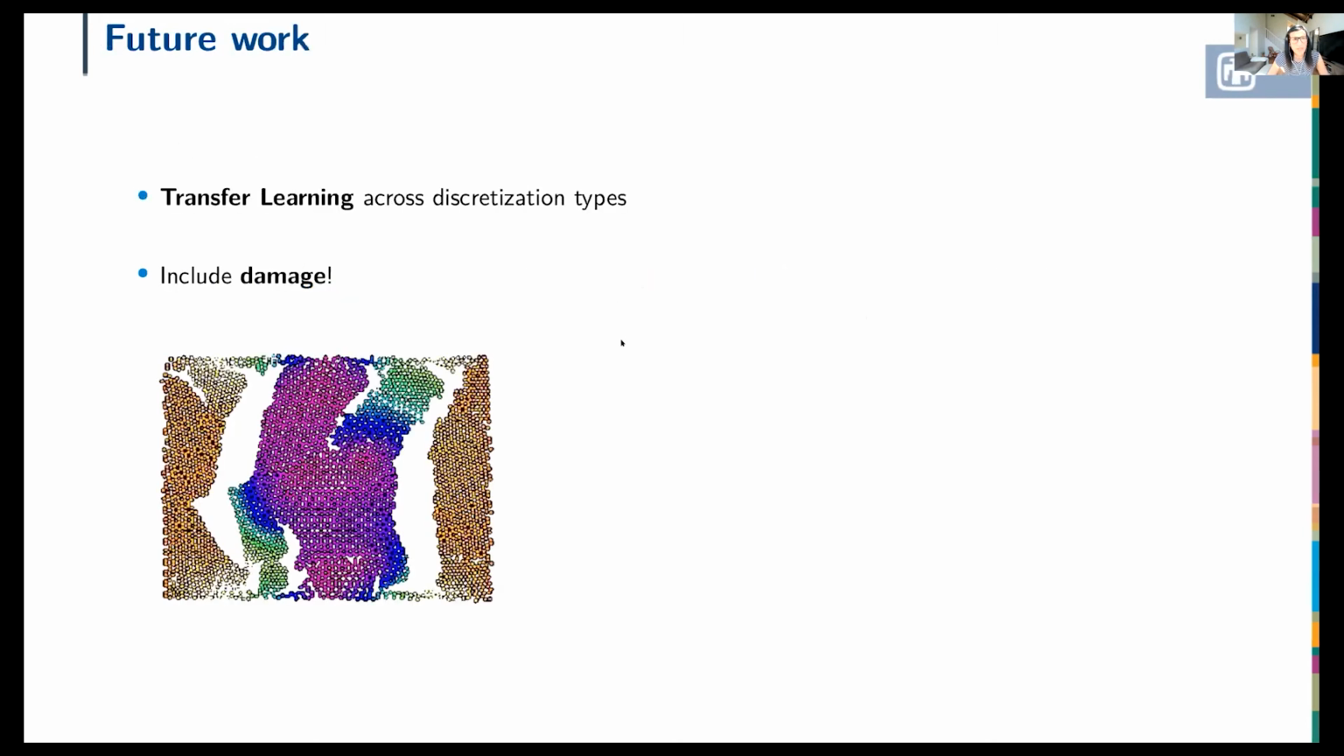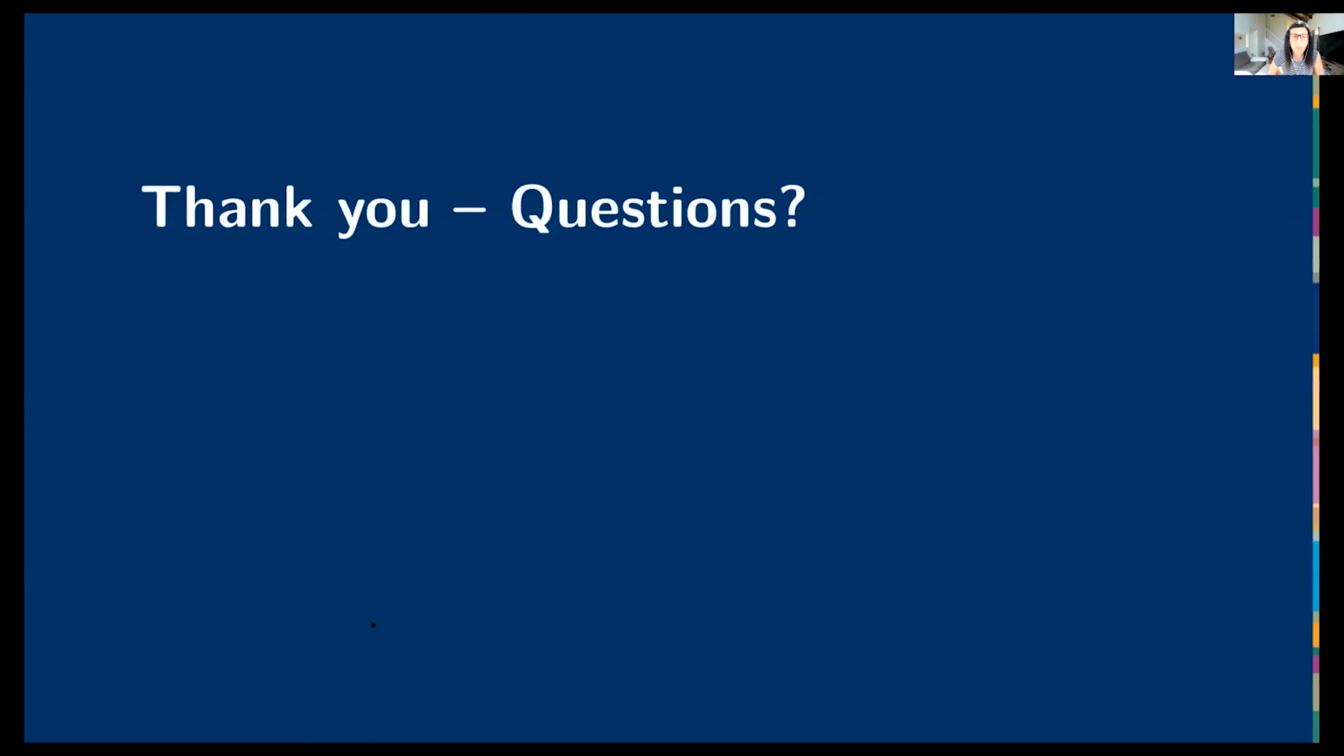What we're working on right now is transfer learning across discretization types, because at the end of the day, during learning, you have to discretize. We're wondering what happens when you discretize using mesh-free, which is what we're doing right now, or finite elements, for example. And in the molecular dynamics setting, what we're going to introduce is damage, and this will require a lot of modeling work before getting there. But I'm going to stop here, and I'm happy to take any questions.